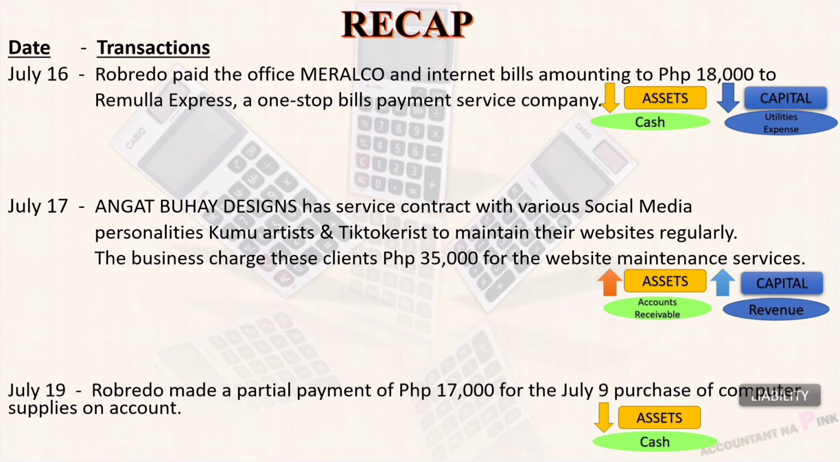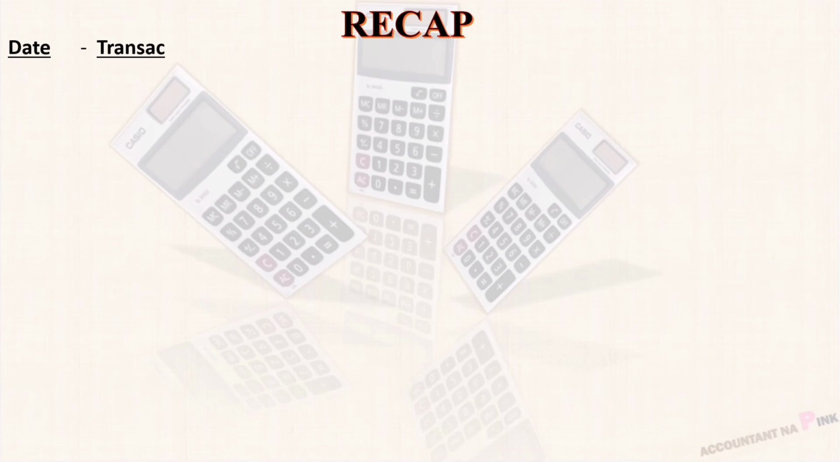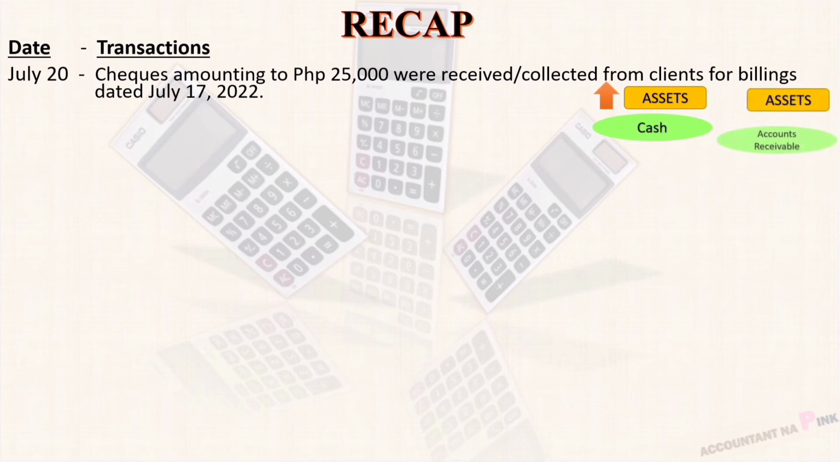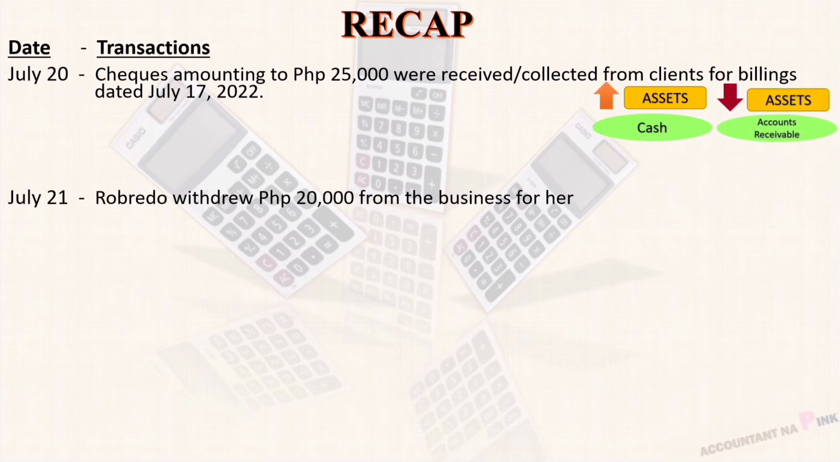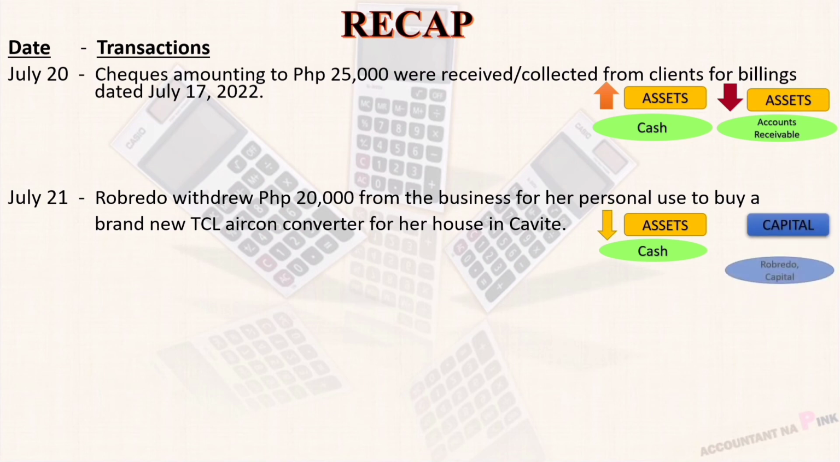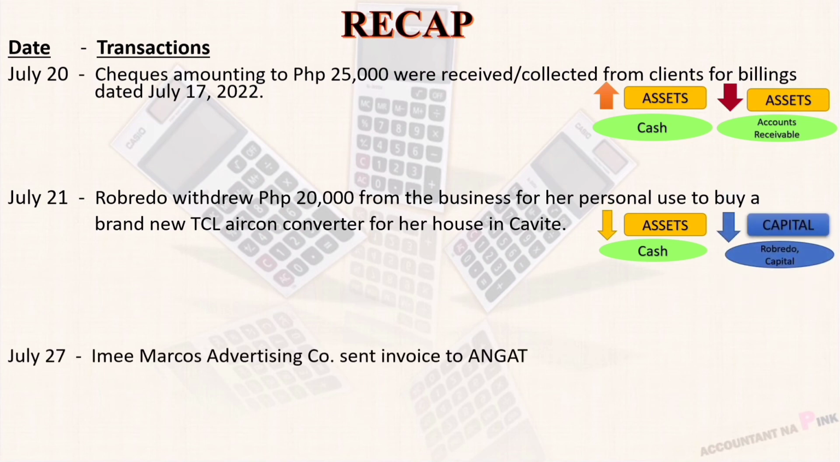July 19, Robredo made a partial payment of 17,000 pesos for the July 9 purchase of computer supplies on account. So there's a payment, so assets decrease. Then liability will also decrease. July 20, checks amounting to 25,000 were received from clients. So there's a collection of cash, so assets increase. Then the accounts receivable will also decrease by the amount of collection. July 21, Robredo withdrew 20,000 from the business. So there's a reduction in cash and a withdrawal, so the capital will also decrease.